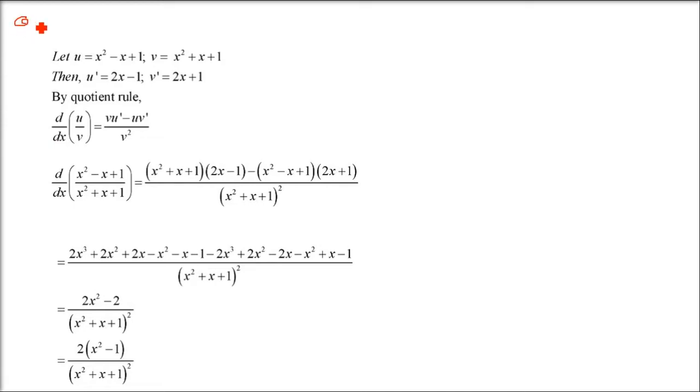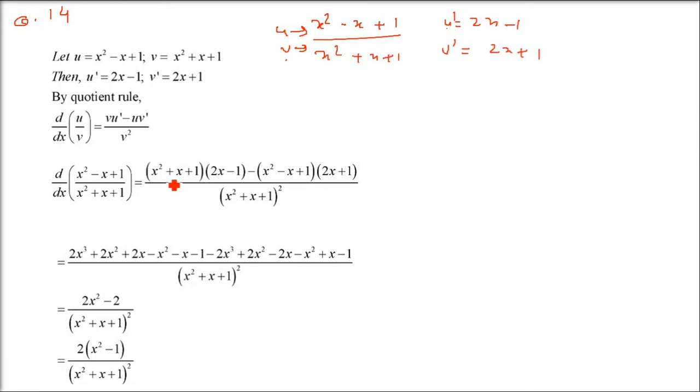Now this is question number 14. This is quite a straightforward question because we have already done questions like this. u is x square minus x plus 1 and v, which is the denominator, is x square plus x plus 1. This is u, this is v. So u dash will be what? 2x minus 1, and 1 will be 0. So x square is 2x, x is 1, so 2x plus 1.